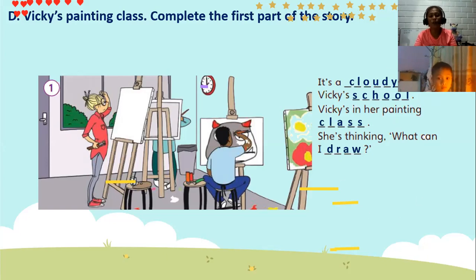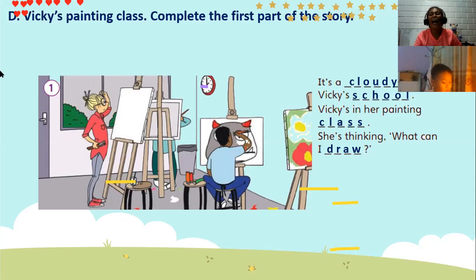Can we read the story again? Can you read it for me? You read. It's a. 41. You have 41? I have 41 stars. Oh, you count your stars? I have 20 hearts. Wow, very good. You've got 41 stars and 20 hearts.